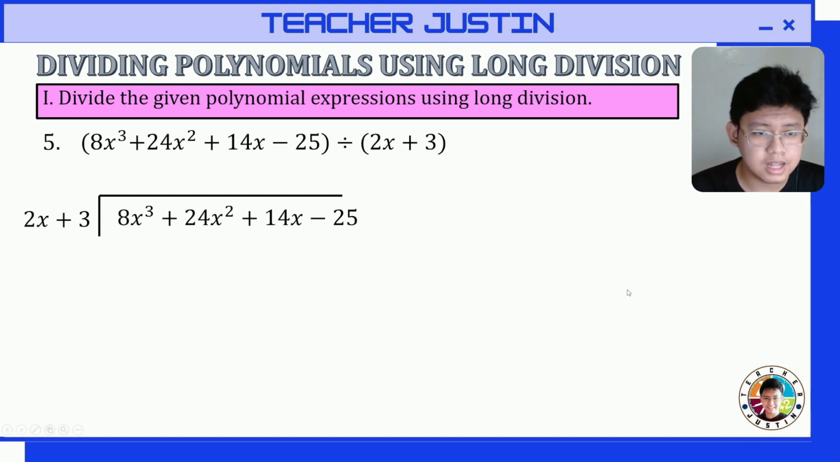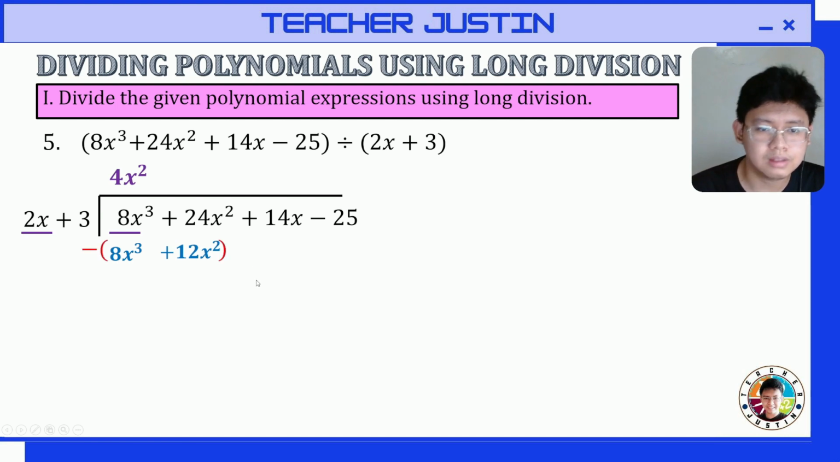So, ang first step natin, pag nagde-divide tayo ng long division, is to divide the first term by the first term. So, 8x cubed divided by 2x, that will give us 4x squared. Tapos, multiply natin yung quotient na 4x squared to our divisor. So, 4x squared times 2x is 8x cubed. 4x squared times 3 is 12x squared.